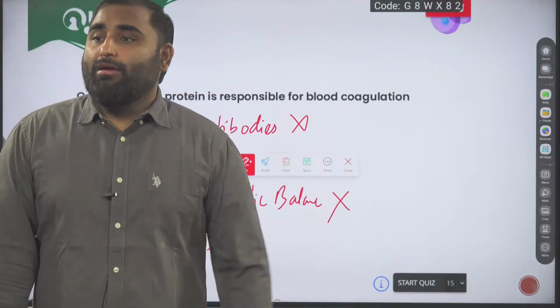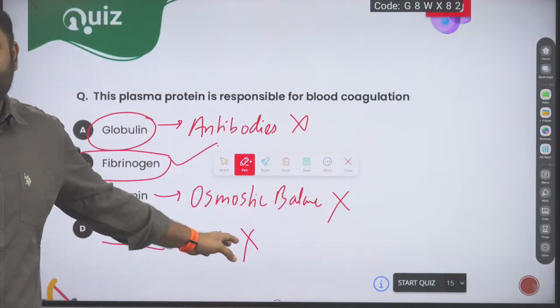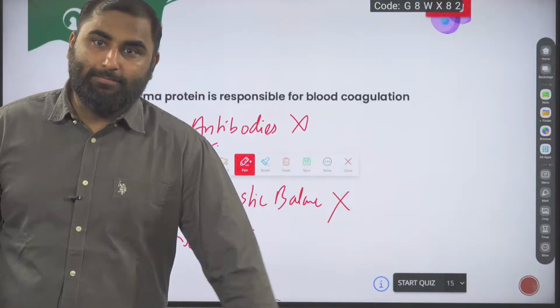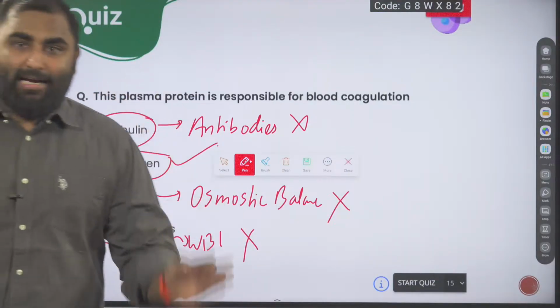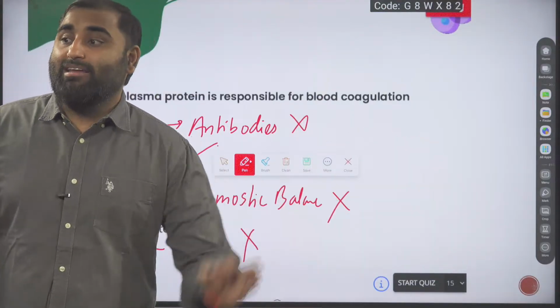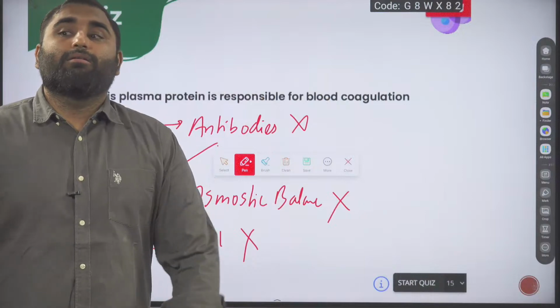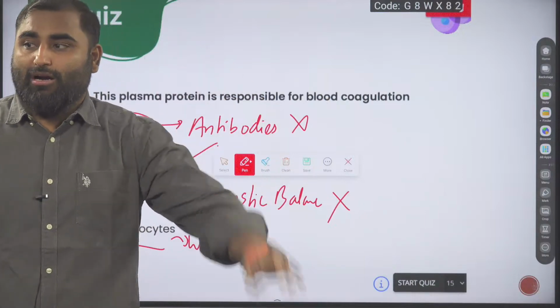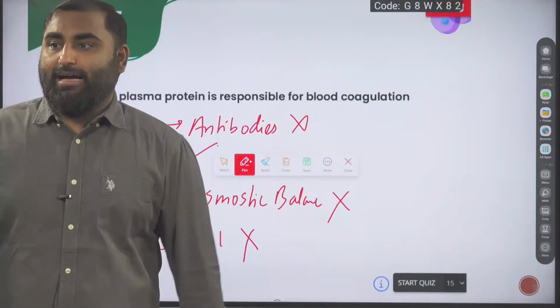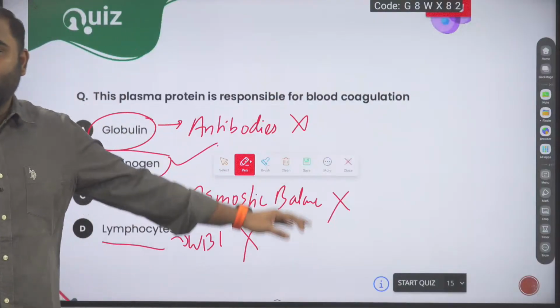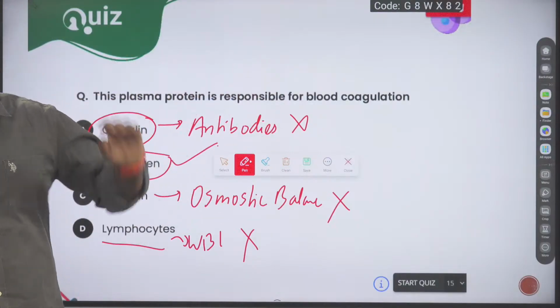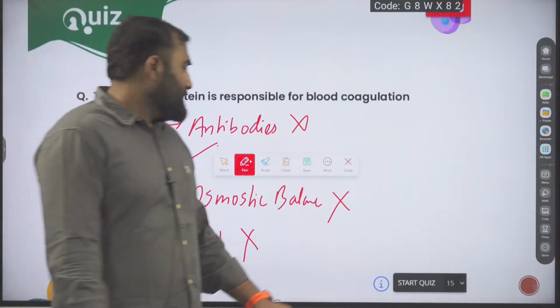You tell me, is fibrinogen in active state or inactive state in blood plasma? In which state is it when blood coagulation is not required, guys? Very good. It is in inactive state. Superb. Very good, guys.